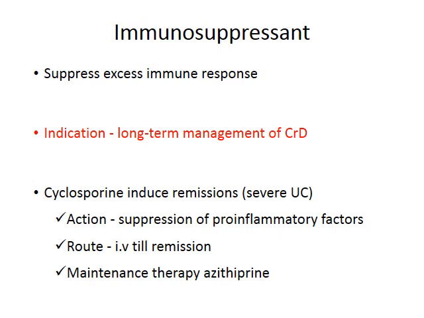Another group is immunosuppressants. These drugs mainly suppress the excess immune responses, so they are used for long-term management of Crohn's disease. So these drugs are mainly indicated for the treatment of Crohn's disease. One of the congeners is cyclosporine. Cyclosporine may induce remission in severe ulcerative colitis that is not responsive to corticosteroids. So when the corticosteroids are ineffective, at that time an immunosuppressant like cyclosporine may be started.